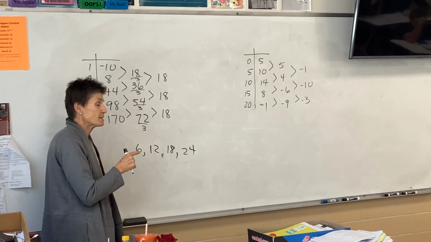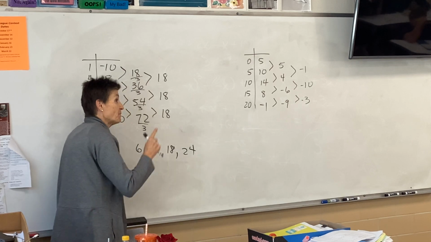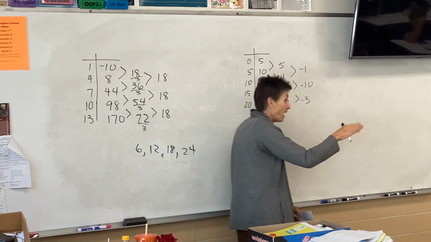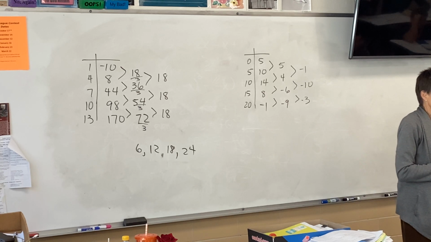Constant means these numbers are exactly the same, and they are not. But they're going up by a constant amount. That's a linear relationship.